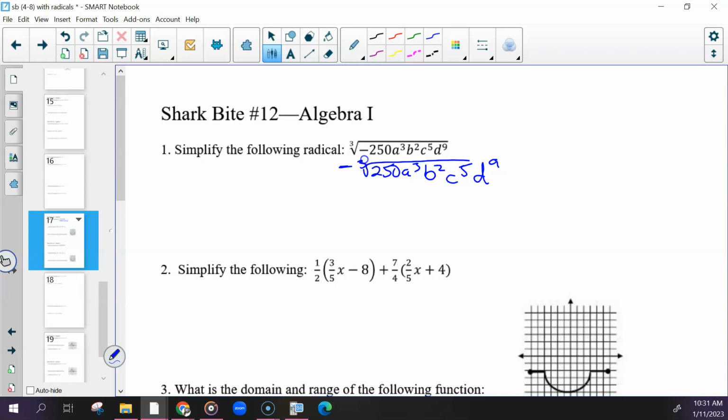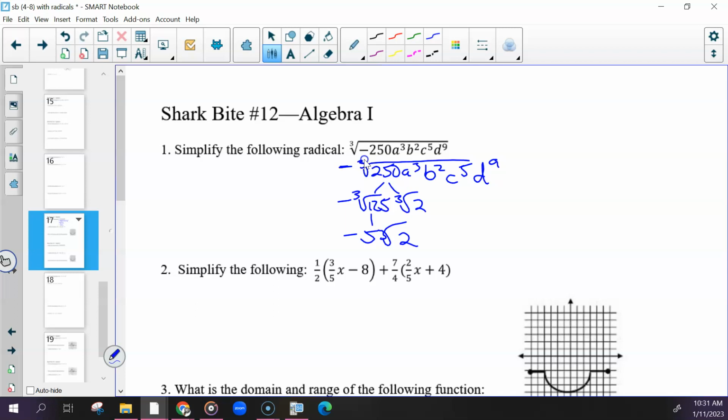Perfect cubes, there is one that goes into 250, and that's 125. So 125 is your perfect cube. The cube root of 125 is 5. And then thinking about your variables, you can either do the factor tree method and write them all out and then find your groups of 3, or think about how many times 3 goes into these numbers and then see how much would be left.